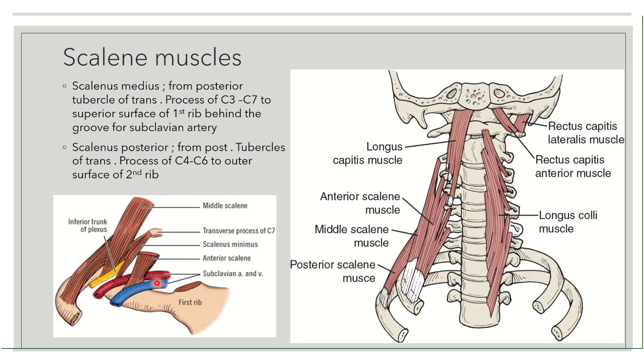Then we have studied that scalenus medius muscle is also inserted on the superior surface of first rib, but it is inserted behind the groove for subclavian artery. It will insert here, scalenus medius muscle. Then we have seen that scalenus posterior muscle is going to insert on the superior or the outer surface of second rib. So on the second rib, the insertion of posterior scalenus muscle is shown.